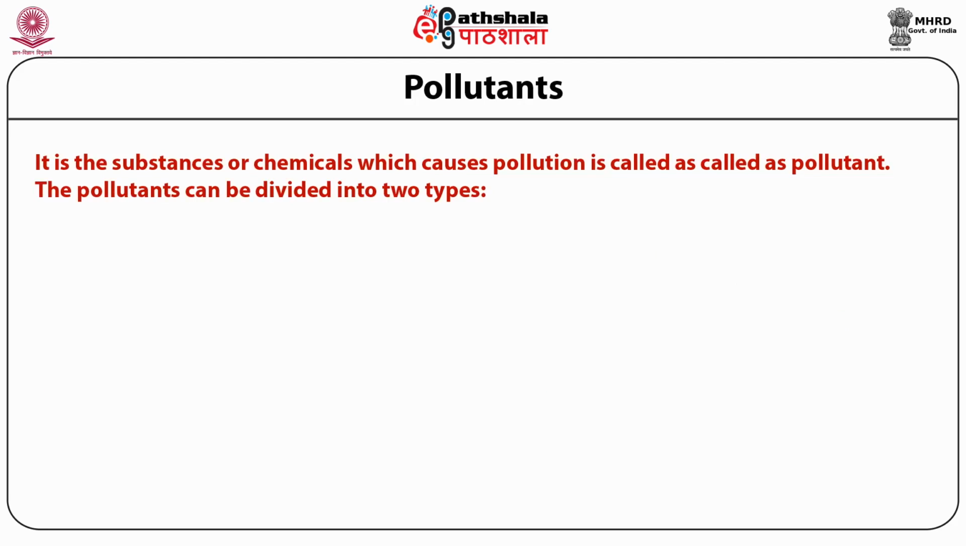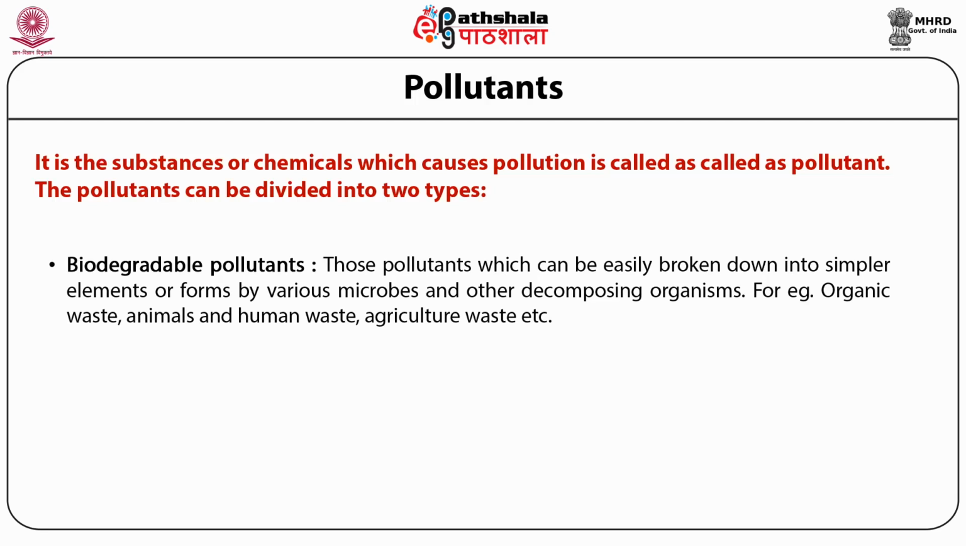The pollutants can be divided into two types. First type is biodegradable pollutants. These are those pollutants which can be easily broken down into simpler elements or forms by various microbes and other decomposing organisms. For example, organic waste, animal and human waste, agriculture waste, etc.